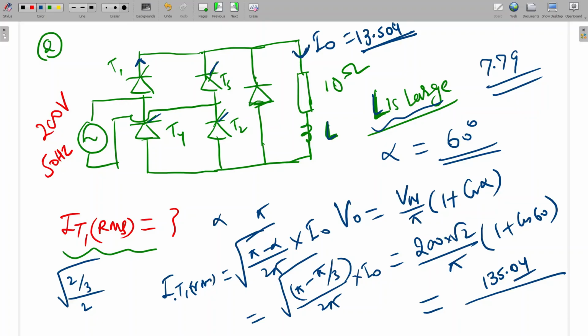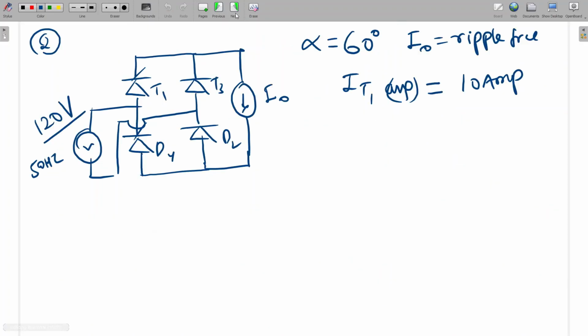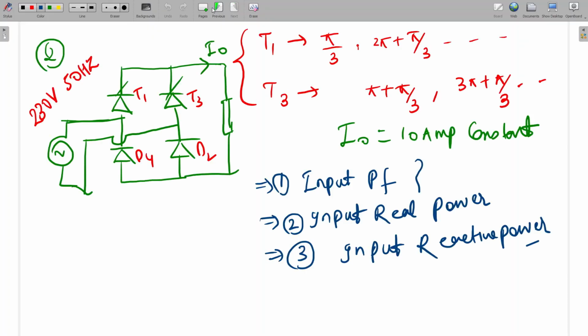You can calculate the average also. One more question is there, in which the whole thing will be covered: input power factor, average, real and reactive power. That will be the last question. I will explain that, and after that we can meet in the next session. One second. I think two questions are there.